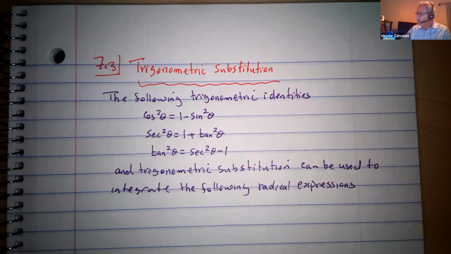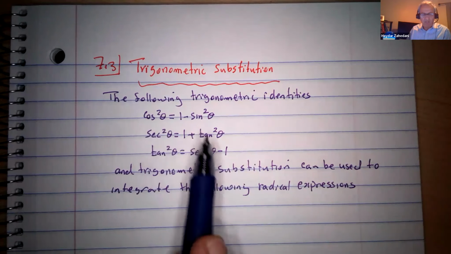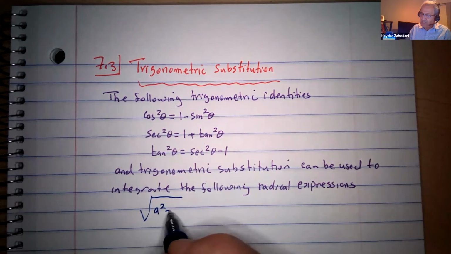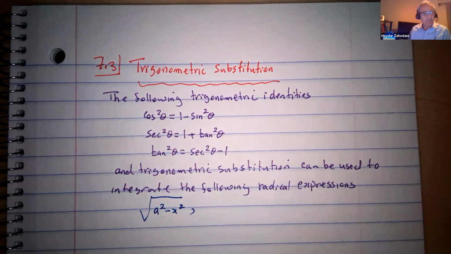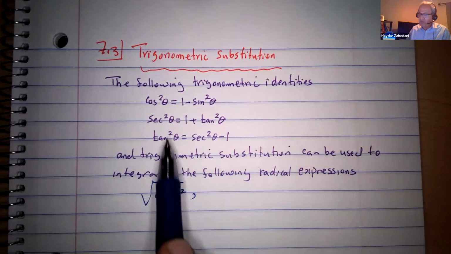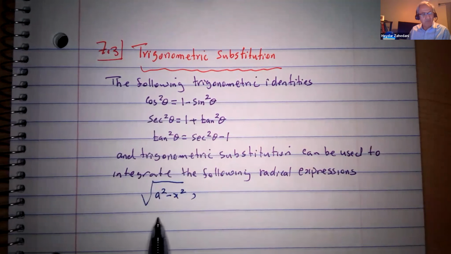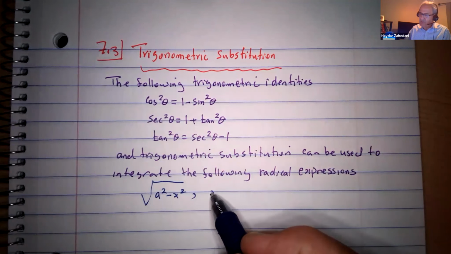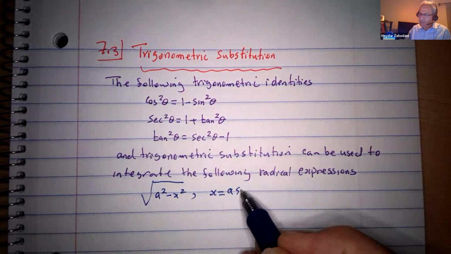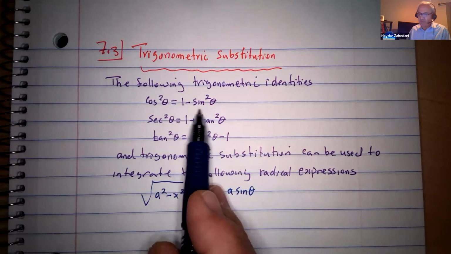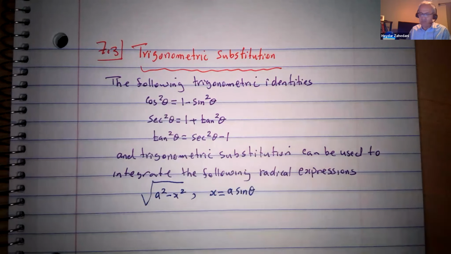Now, how are we going to do it? The first one corresponds to a squared minus x squared. If this is given to you, you change it into this format, so you need a cosine squared to remove it. The substitution for this one is x equals a sine of theta. When you substitute, you end up with 1 minus sine squared, radical cosine squared, and you take the square root and you're done. So that's the first one.